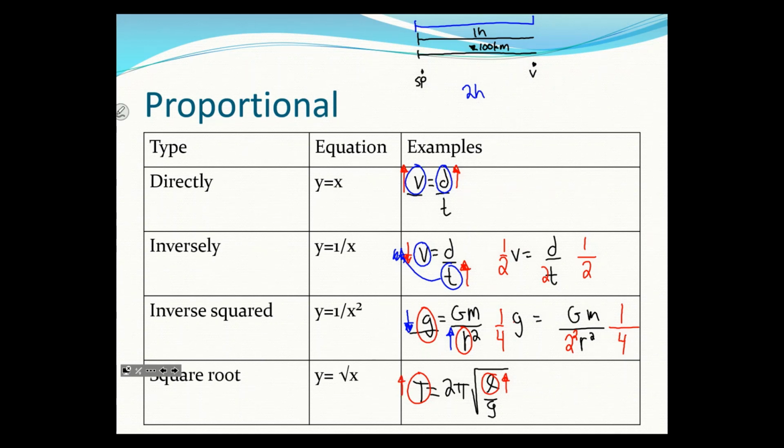But if I write it out like that, and I double my L, well, that 2 gets square rooted because L is square rooted. So on this side I'm changing it by square root 2. So my T would increase by square root 2 as well. So that's what these terms proportional mean. If I change one, what happens to the other one? Does it go up? Does it go down? And that's what we need to look at going forward.